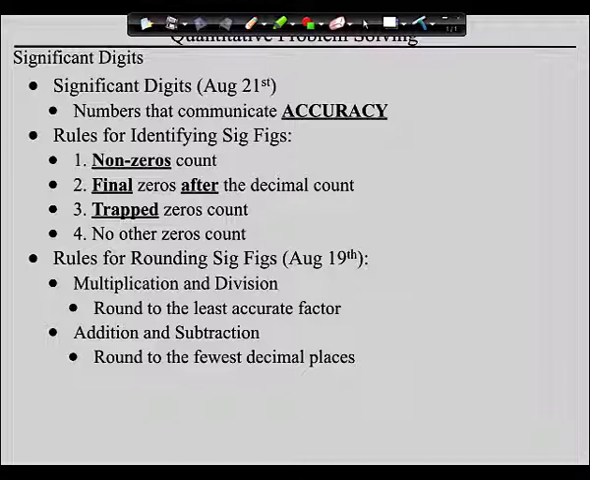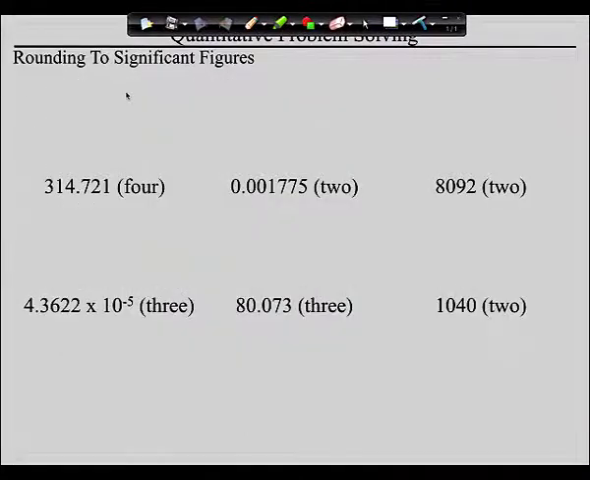Then we talked about rounding. We actually did this before this on the 19th. But throughout that first unit, we talked about rounding rules. And if you remember, the rules for multiplication and division are different than addition and subtraction. Multiplication and division, you round to the least accurate factor, so the fewest significant digits. And with addition and subtraction, you don't care about significant digits, you round to the fewest decimal places. So if any of this is fuzzy for you, you've got to bring that back to your memory for Thursday, so go back and look at that if you need. Groovy?